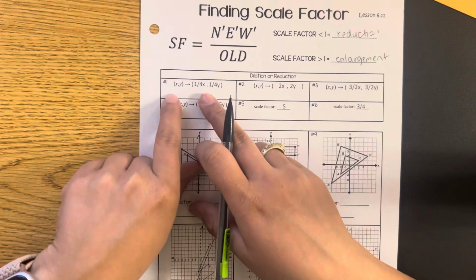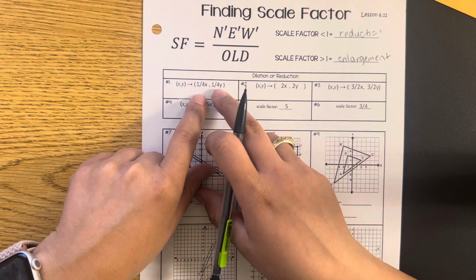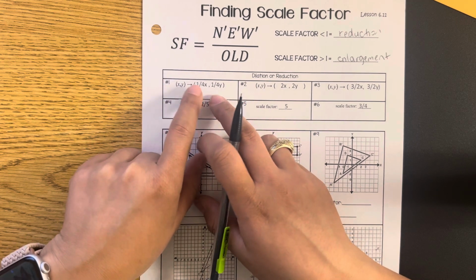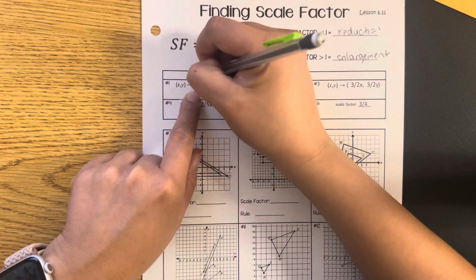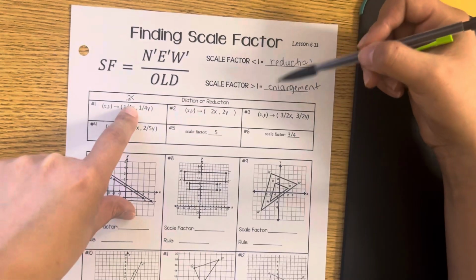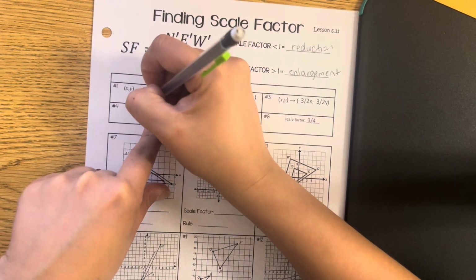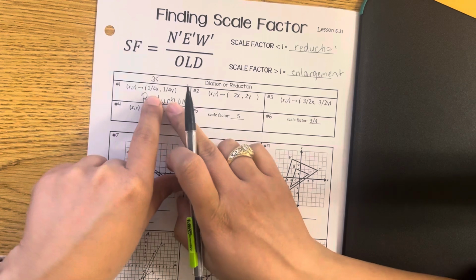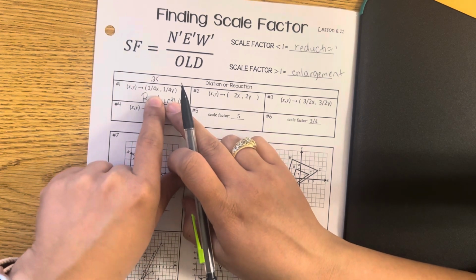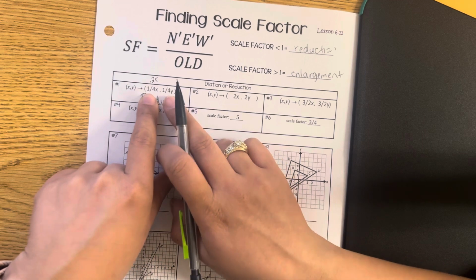If I give you this rule, number 1, it says 1/4 x, comma 1/4 y. Well, if I change those to a decimal, 1/4 is the same thing as 0.25. Is that greater than 1 or less than 1? It's less than 1. So we call that a reduction. How do I know this is dilation? Well, remember what I told you yesterday. Dilation is multiplication. So because you have a number right in front of the variable, that's multiplication.